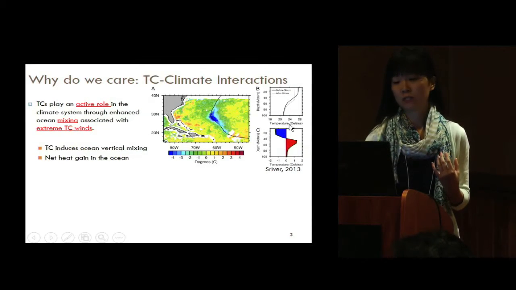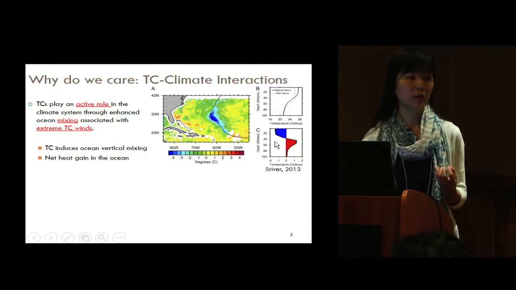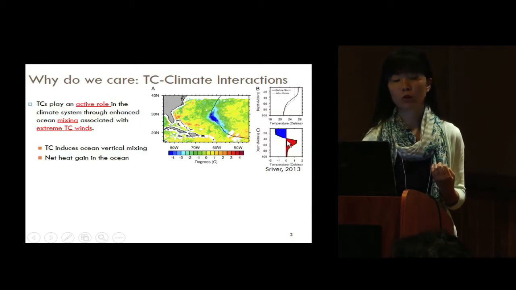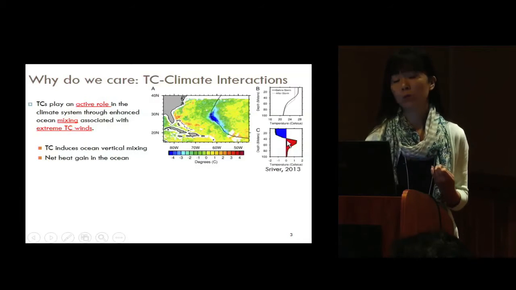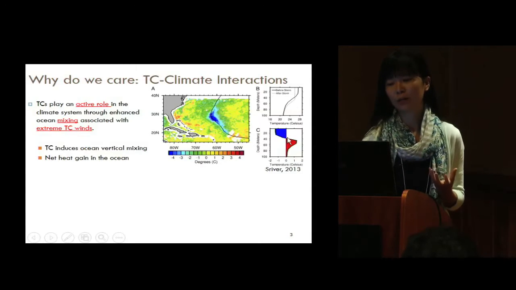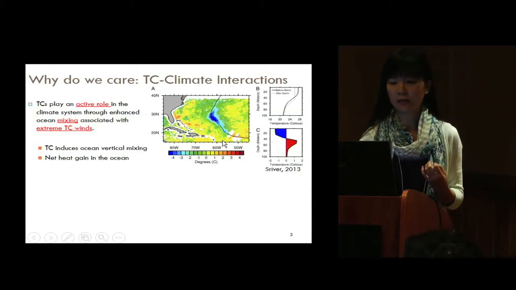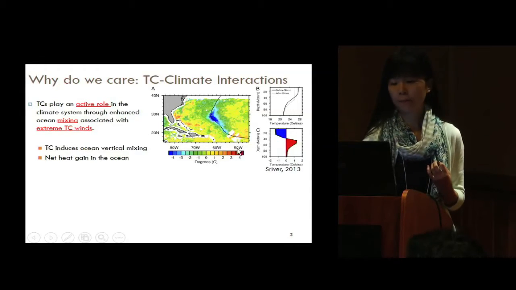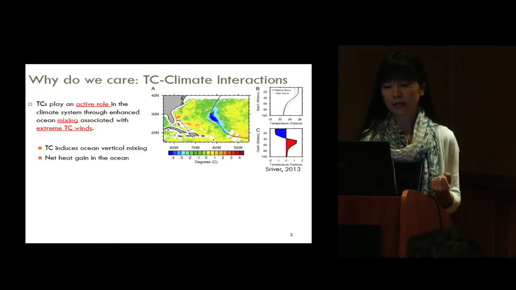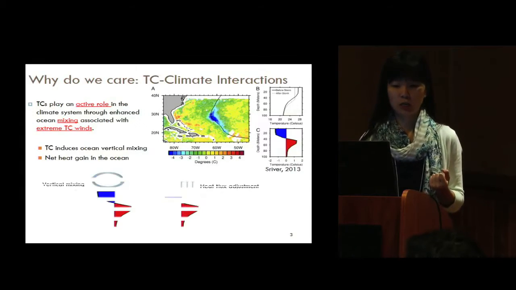So we can see, as we discussed before, a cold anomaly in the near-surface ocean from the surface to about 40 meters depth, and then a warm anomaly beneath. And this upper ocean cold anomaly could be observed by satellite along the tropical cyclone track, as is shown in figure A here.